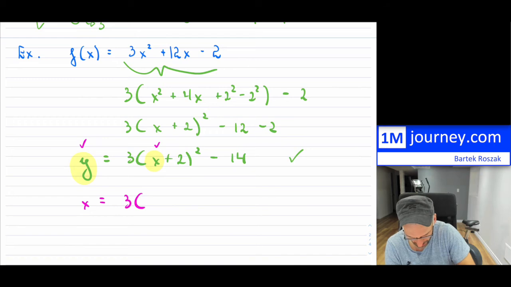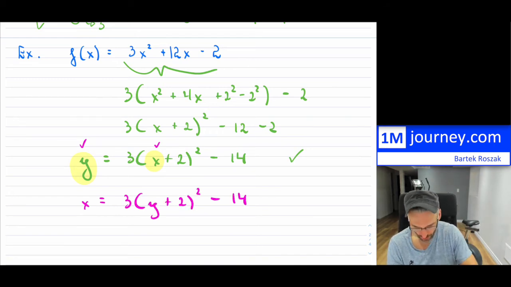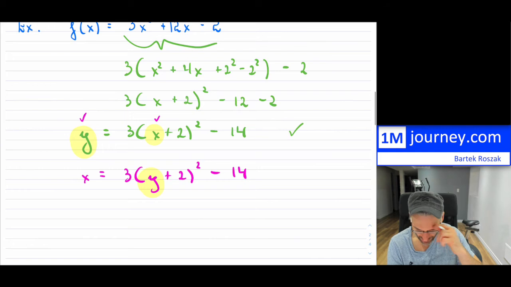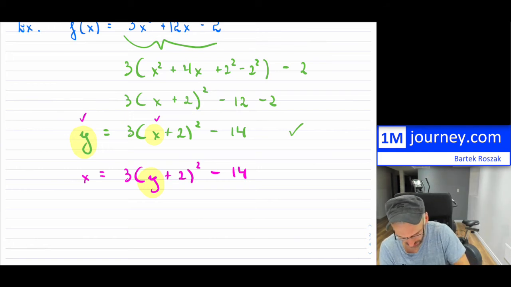It's going to be 3. This is now going to be y. All right, and now we're going to want to solve for this. So now let's solve this. For quadratics, it's not very hard. So let's bring that 14 over. Okay, bringing that over to the side.